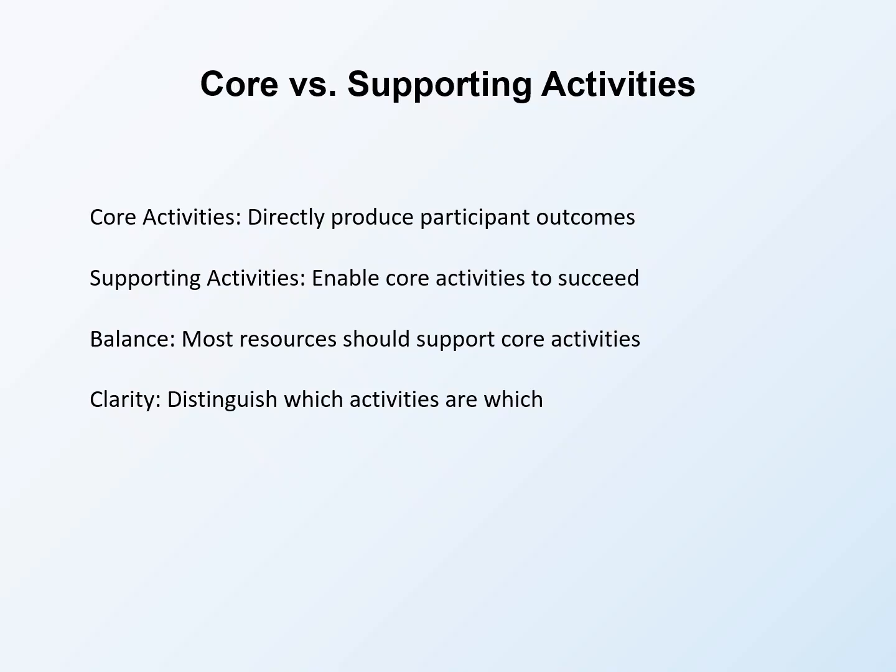Distinguishing core from supporting activities clarifies your program design and helps reviewers understand where their investment will go. Core activities directly produce participant outcomes through direct engagement with the people you serve. These are the interventions that change knowledge, behavior, or conditions for your target population. Training that builds skills, counseling that changes behavior, and services that improve conditions are all core activities.